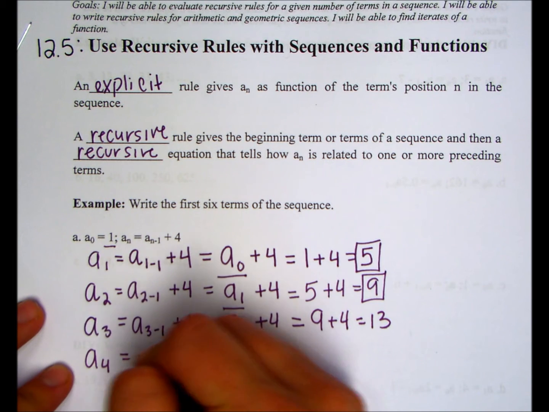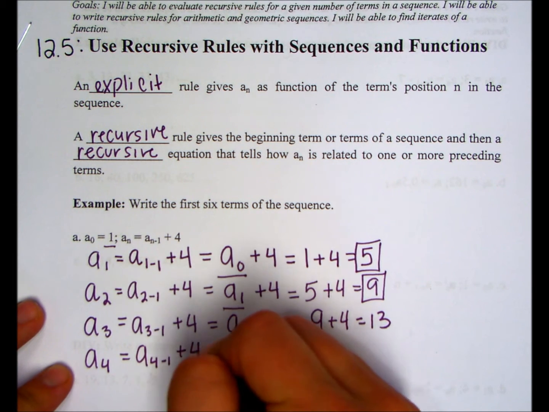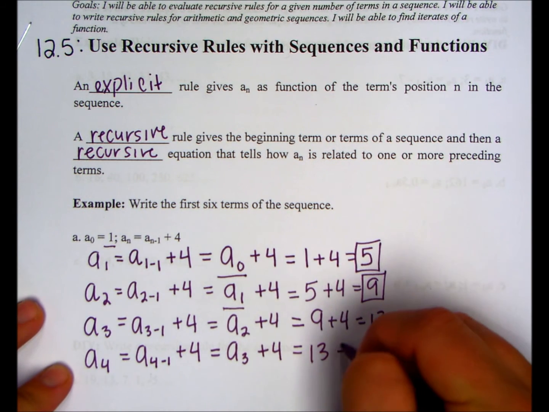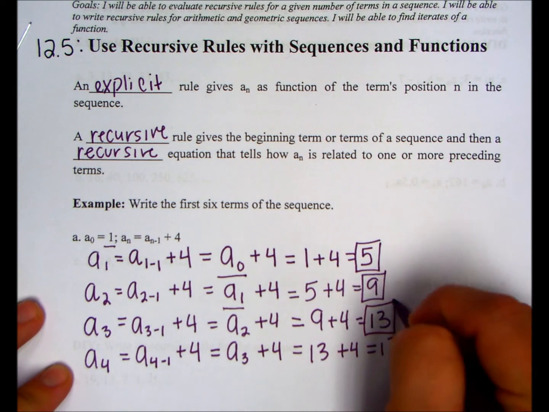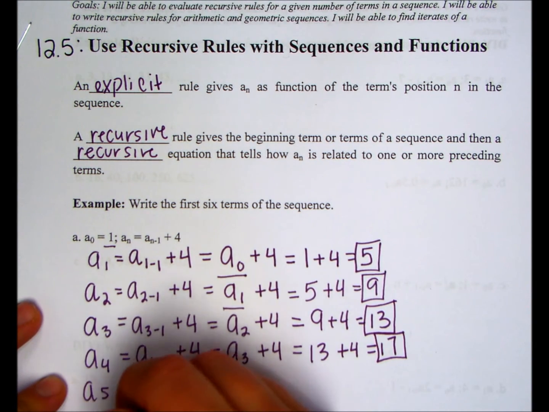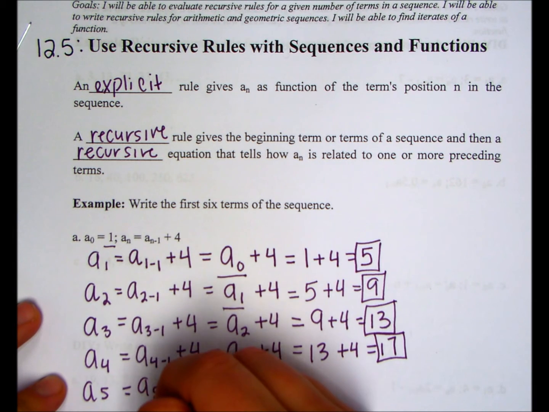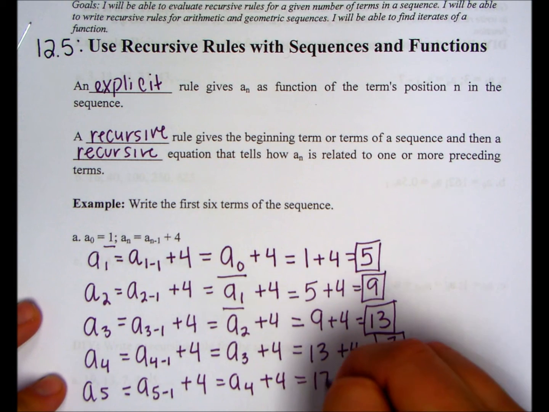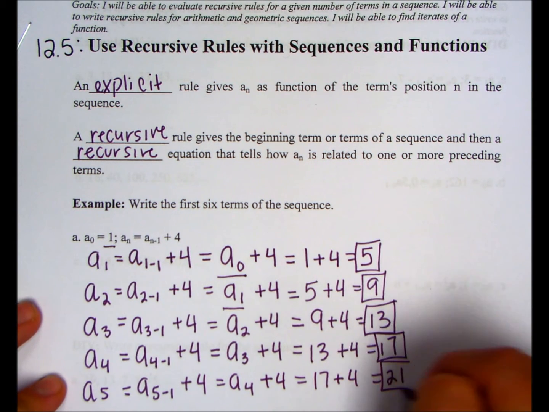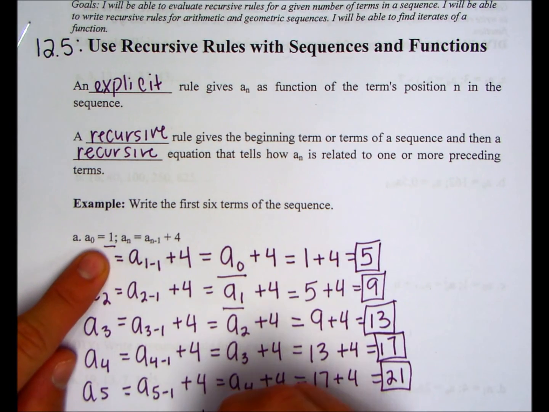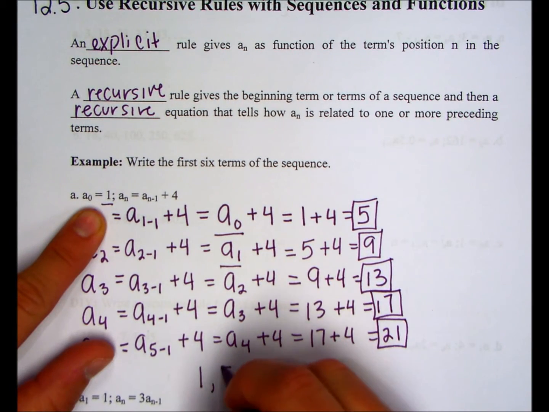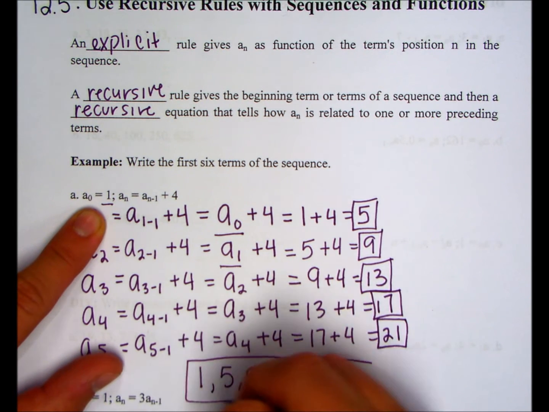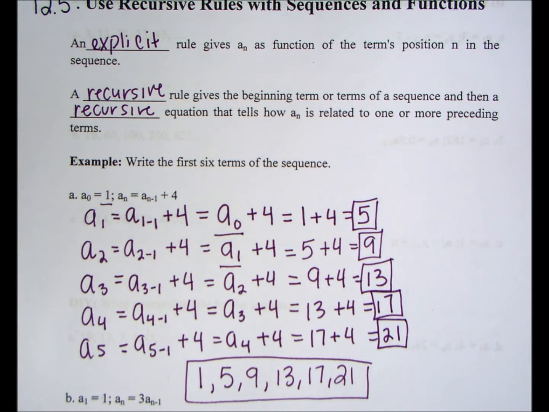A sub 4 is equal to a sub 4 minus 1 plus 4. A sub 4 minus 1 is 3. A sub 3 is 13, so this is 13 plus 4, which is 17. And a sub 5 equals a sub 5 minus 1 plus 4, or a sub 4 plus 4, which is 17 plus 4, which is 21. So my first 6 terms would be 1, because now I'm starting at 0, 5, 9, 13, 17, 21. So there would be my first 6 terms.